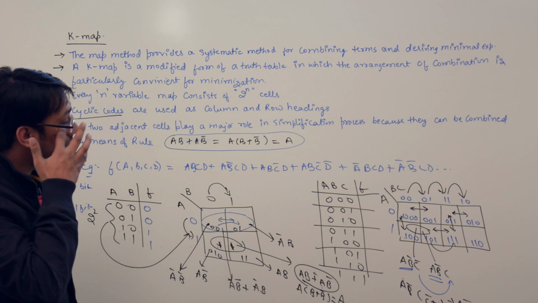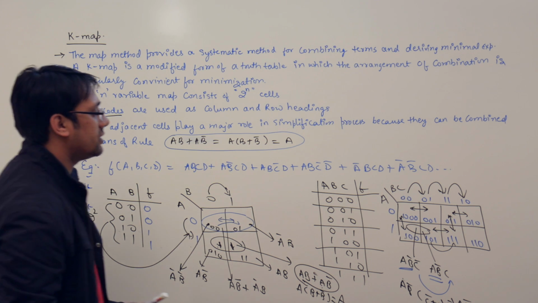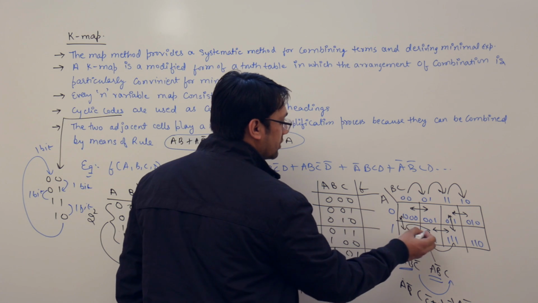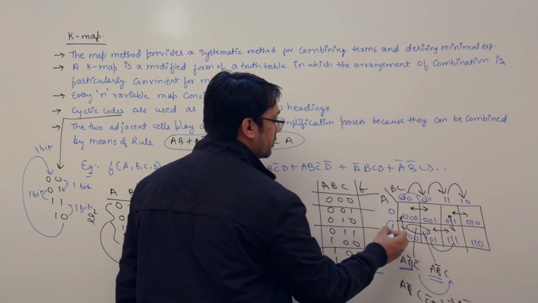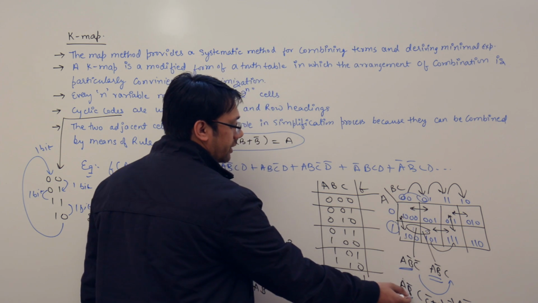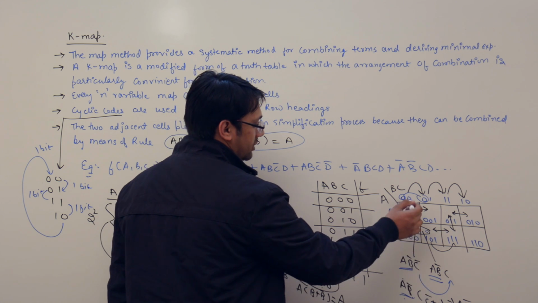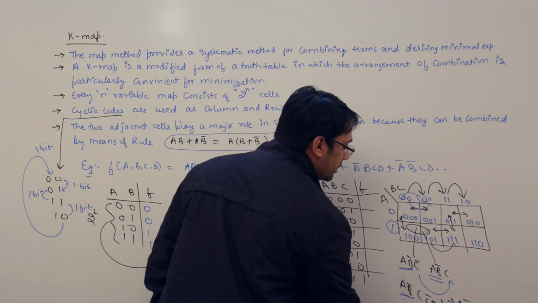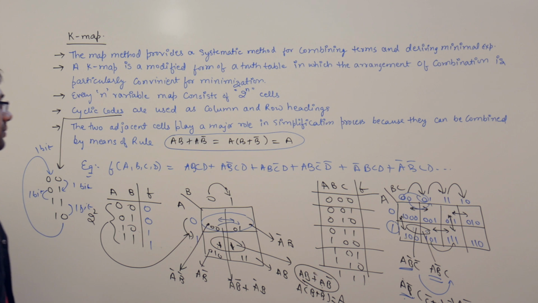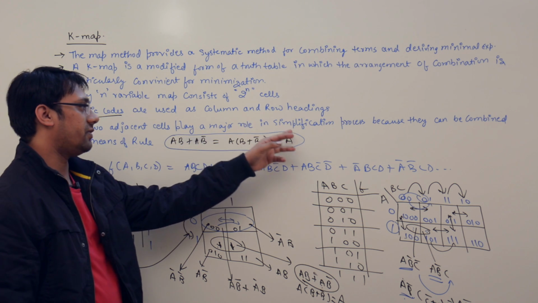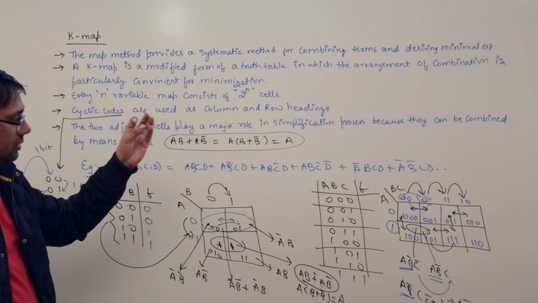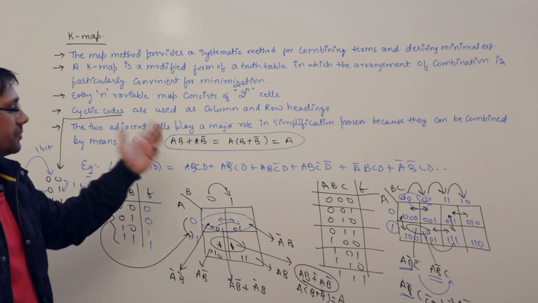One more way of checking this is, if you are combining these two cells, you can see which variables are not changing. That variable will remain the same, and the variables which are changing will be eliminated while we are combining the particular cells. So we can say the two cells play a major role in the simplification process, because they can be combined by this particular rule.